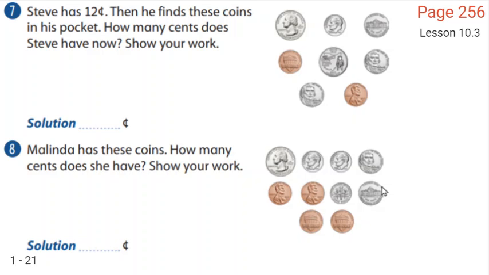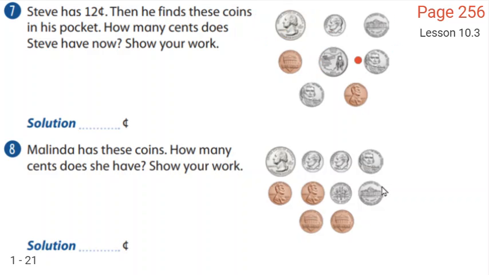All right, let's take a look at this problem here. So we have number 7. It's on page 256 in your book. Steve has 12 cents. Then he finds these coins in his pocket. How many cents does Steve have now? Show your work. Let's go back and look at the important information now. We know that this is about money. We have these coins here. It says he has 12 cents. Then he finds these coins, okay?